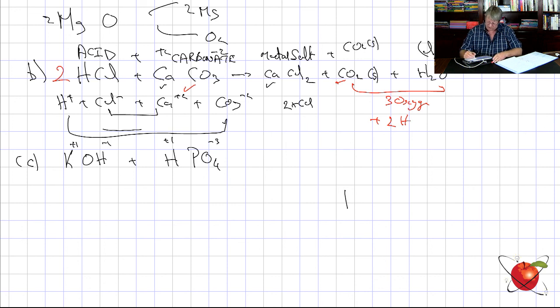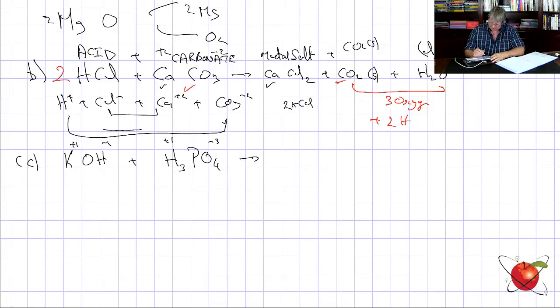Well, let's have a look at it. PO4. P is -3, oxygen is -2. Oh dear, we've got a problem. It doesn't work that way. You have to just learn those, and that becomes thus an H3PO4.